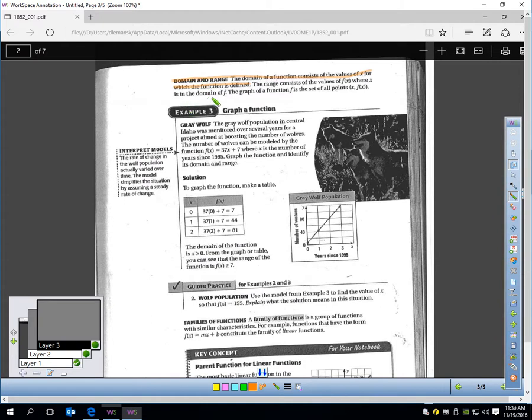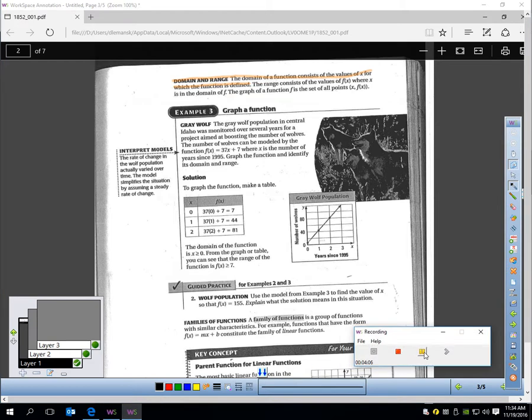Domain and range, I've been talking about that all chapter. Now this sounds technical, but it's the same thing I've been telling you all chapter. The domain of a function consists of the values of x for which the function is defined. And you might be like, well, what the heck is that saying? What's that supposed to mean? And it's like I've been telling you all chapter. The domain is the values that you can plug in for x. That's what domain is. It's the ones I can plug in.